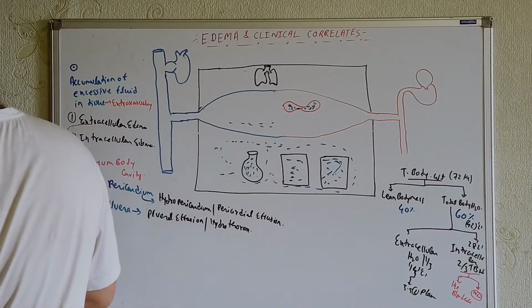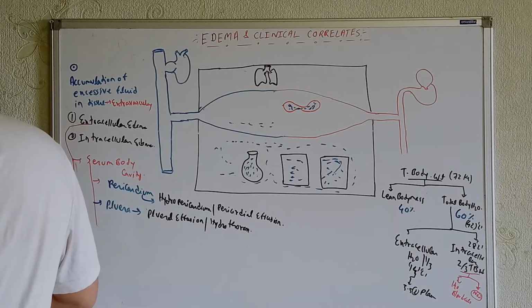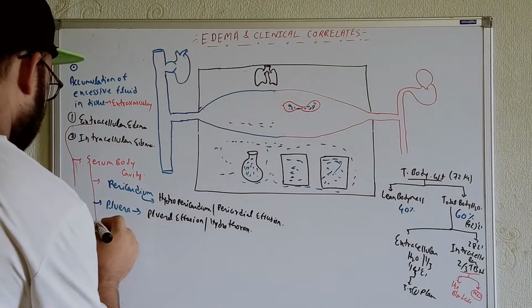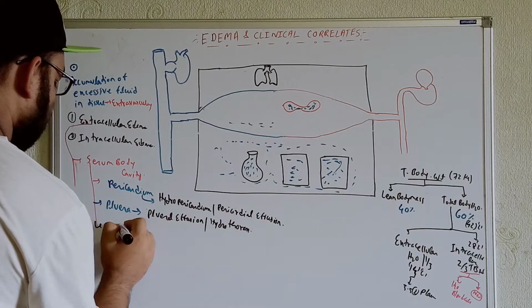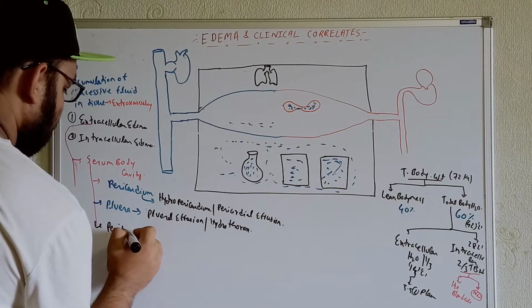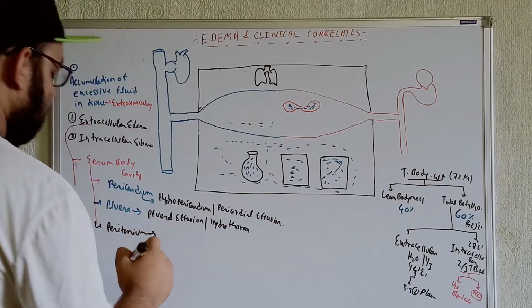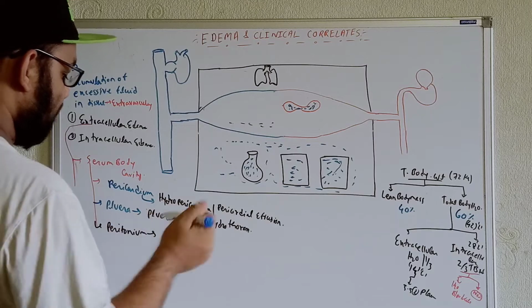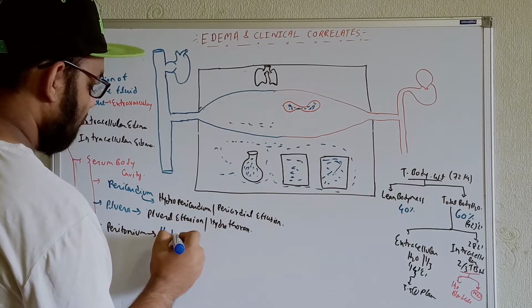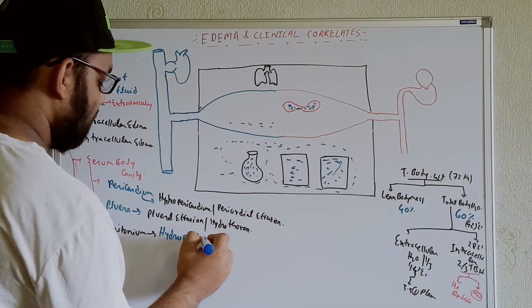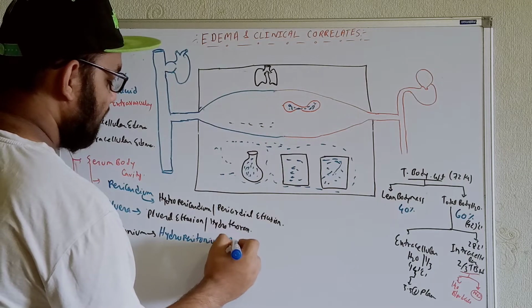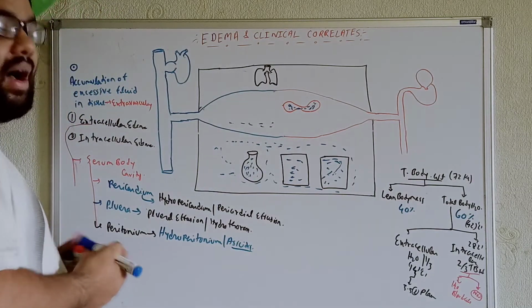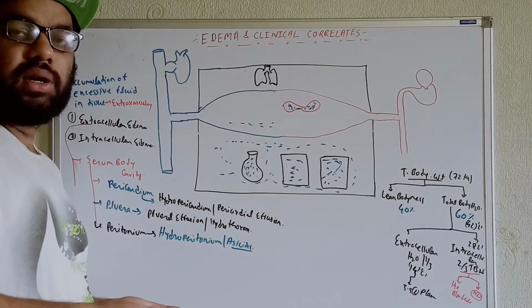So let me write with a different color for it. Okay, use this color. Whenever we get accumulations of fluid within the peritoneum, at that time this is known as hydroperitoneum, or you can say ascites.